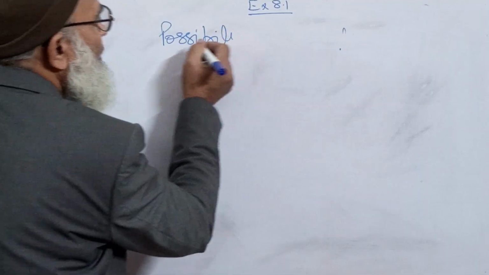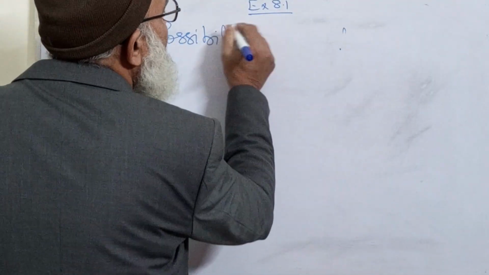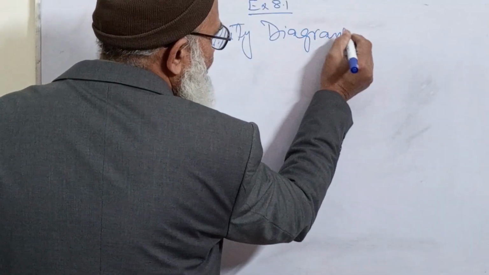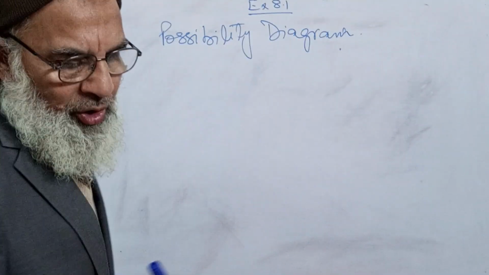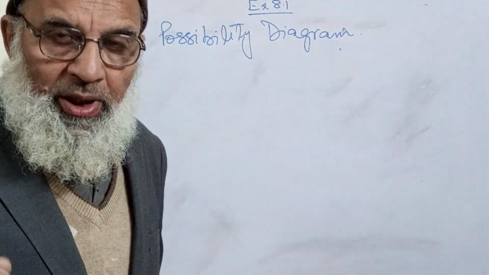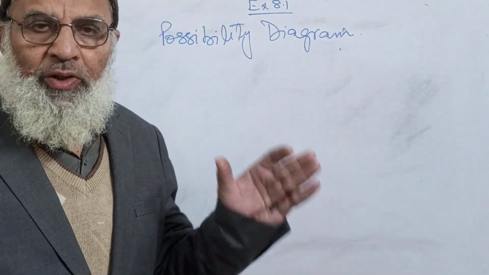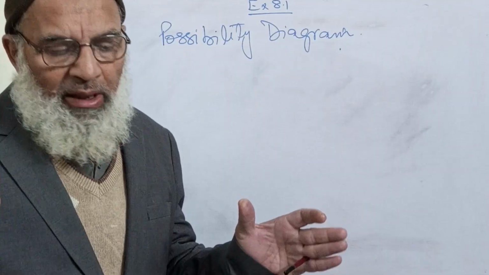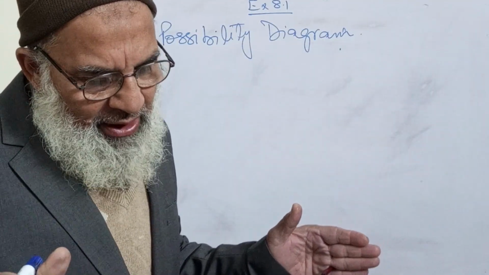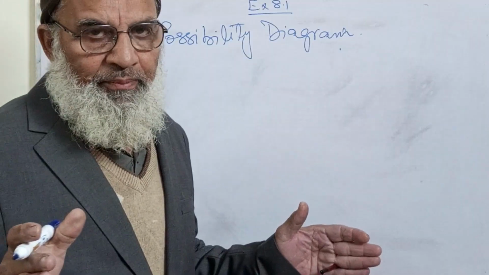Possibility diagram. Now, what is a possibility diagram? A possibility diagram is a set of all possible outcomes. It is the space of all possible outcomes. It can sometimes simplify our work if you draw a possibility diagram.